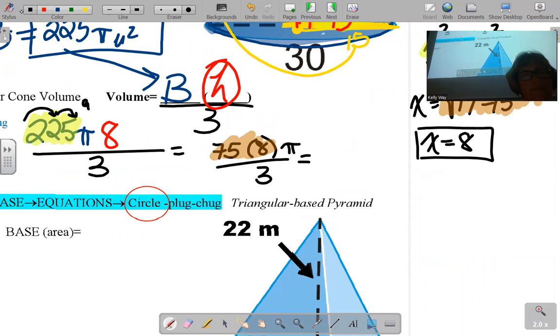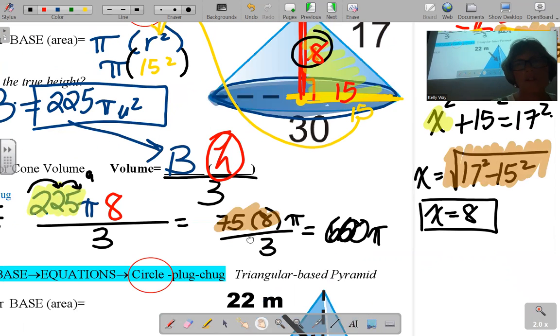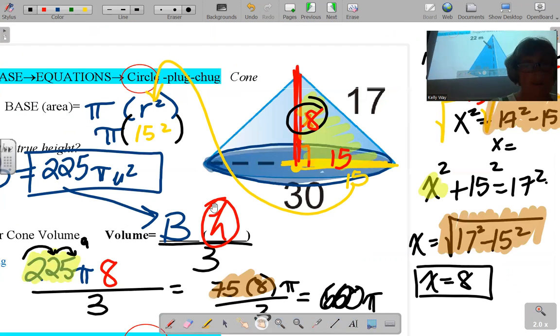Why are you dividing by 3 again? Because volume is 3 dimensions. Therefore, the fraction from a prism to a pyramid is 1/3. Yes, I could do 25. You're right, sorry about that. We already divided by 3. You end up with 600 pi. Check for units. No units.